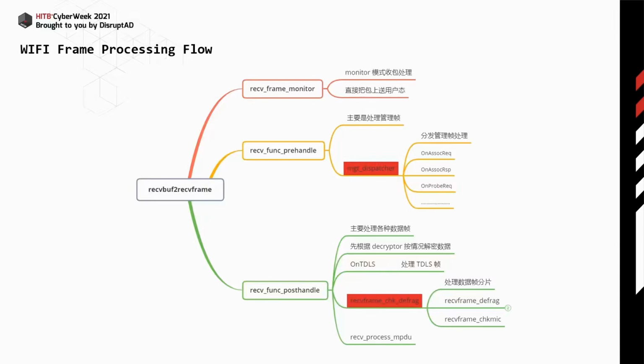This function first decrypts the data frame. And if it is a TDLS frame, the on TDLS function will be called. Otherwise, fragment aggregation of the data frame will be carried out, and finally it will call receive process MPDU to process the aggregated data frames.